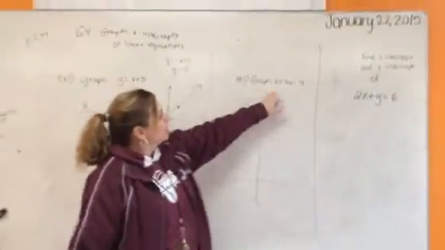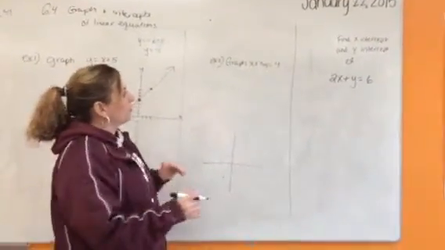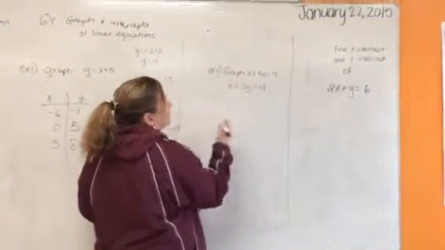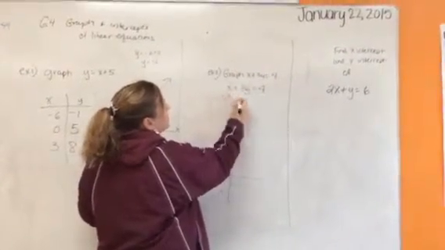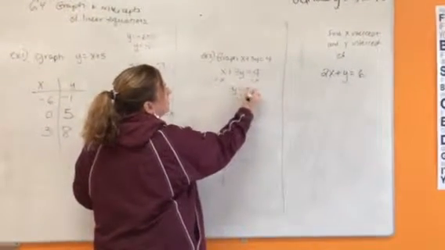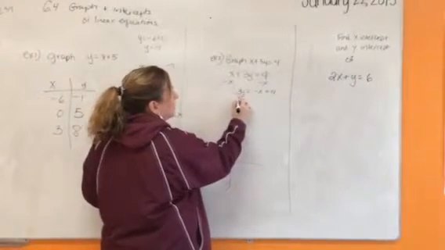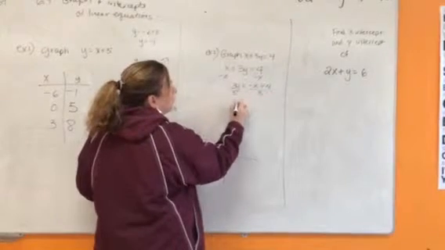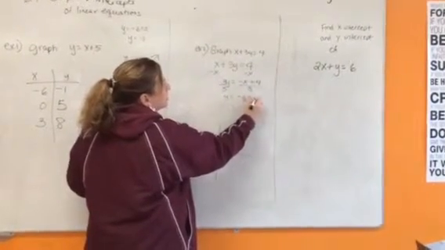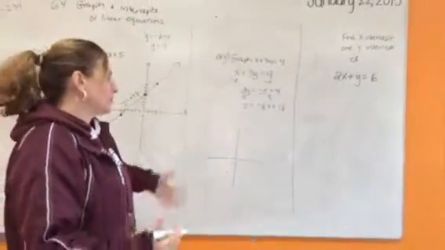Let's go to this one. x plus 3y equals 4. All right, the first thing I have to do is get it into the form y equals. So here's my equation. This is a linear equation. I'm going to subtract x from both sides to get 3y equals -x plus 4. Now I'm going to divide by 3 to get y equals -1/3 x plus 1 1/3. I don't like fractions, but here they are.